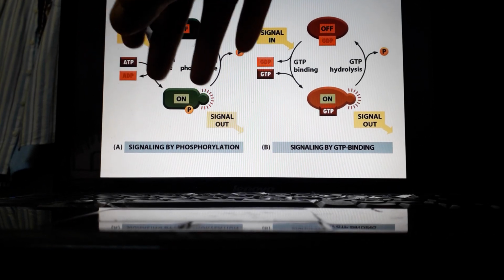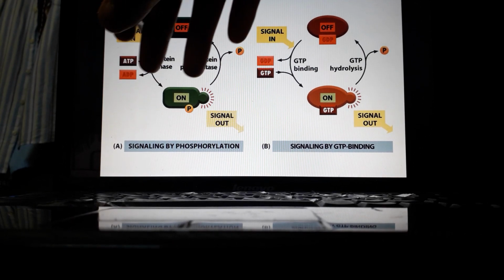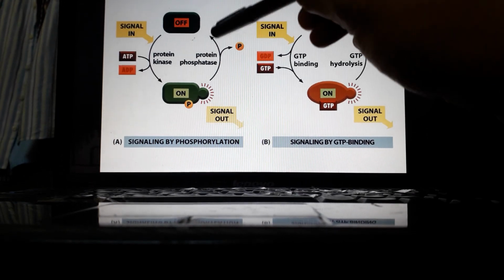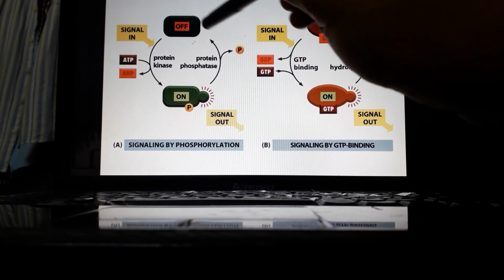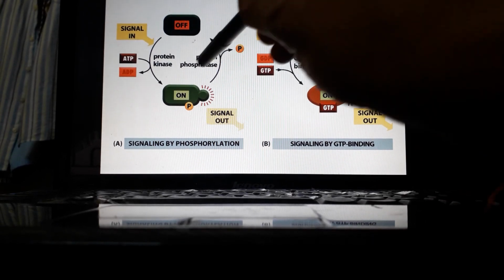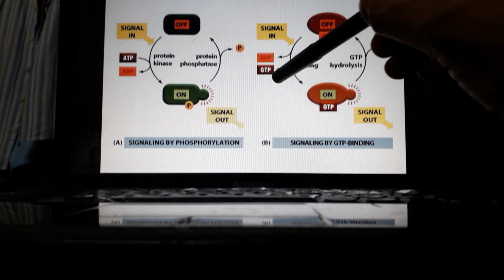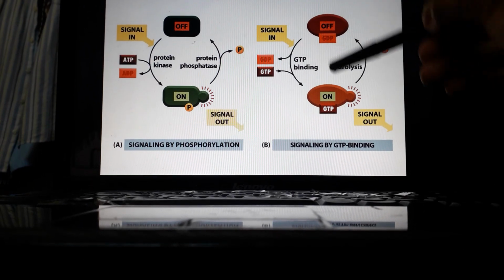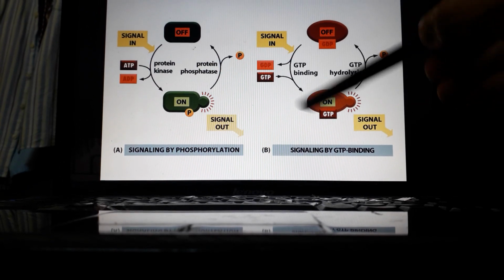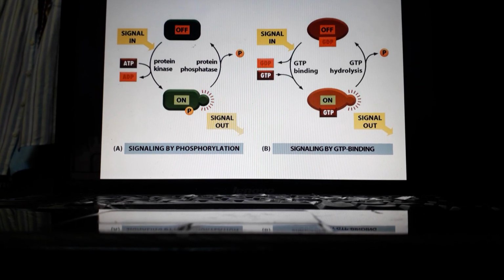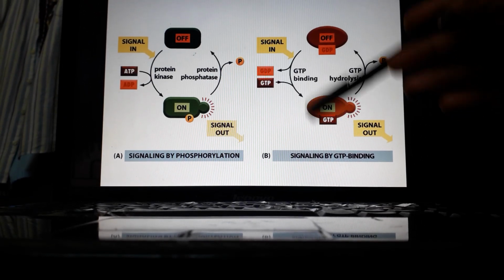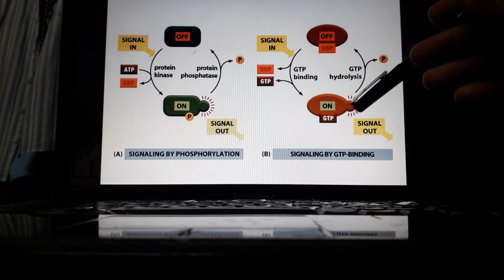So the protein kinases are basically the activators of phosphorylation, and there is also another kind of protein known as phosphatases. As the name suggests, they remove the phosphates and therefore the protein again goes to its inactive conformation. Similarly, there is another kind of switch which is known as the GTP switch, or GTP proteins. These are very widespread molecular switches.